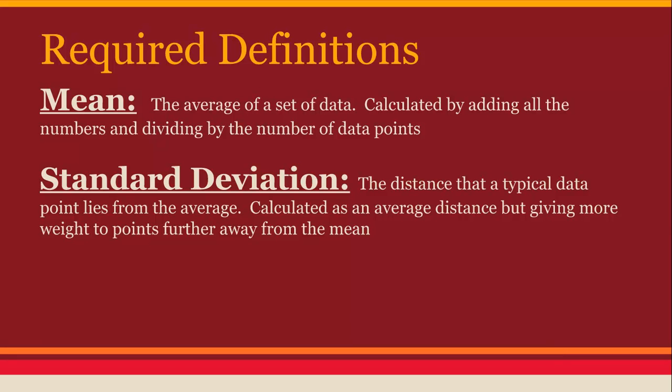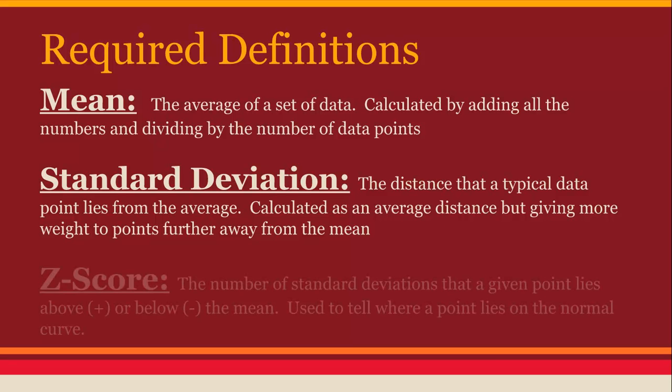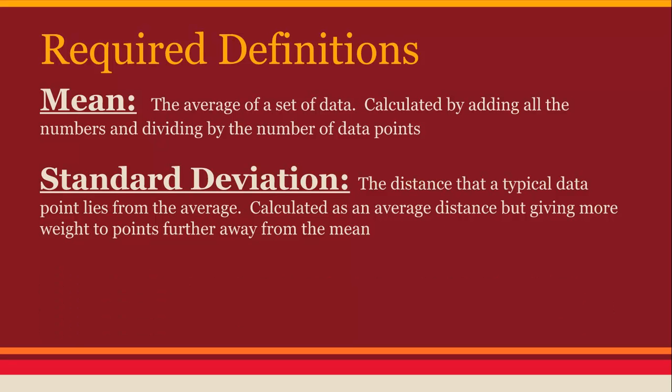It really is an average, but it's calculated in a way that points further above or below the mean are worth a little bit more in the standard deviation. So it's the typical distance a data point lies from the average. If you're right on the average, you're 0. If you're above the average, you might be plus something. If you're below the average, you might be minus something. Standard deviation is the typical distance a random point would take. We'll see what that means more in this lesson.